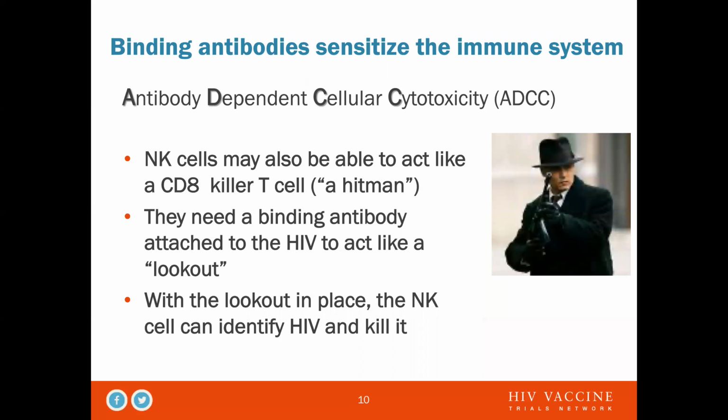Another example of how binding antibodies work is ADCC, or antibody-dependent cellular cytotoxicity. In this example, the third party that is called into action is the NK cells. Now remember, the NK cells don't have any memory, so they don't recognize HIV by itself. But with the antibody bound on it and acting like a lookout, the NK cells can be called into action as killers.